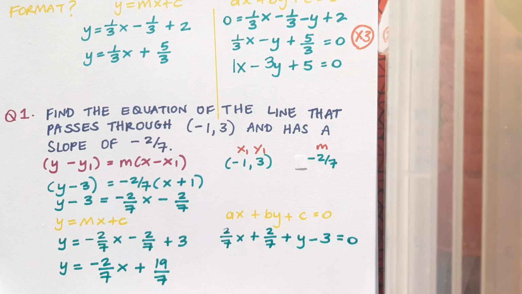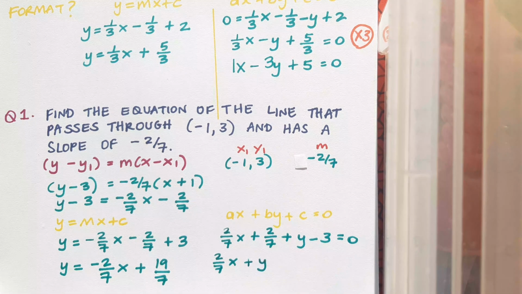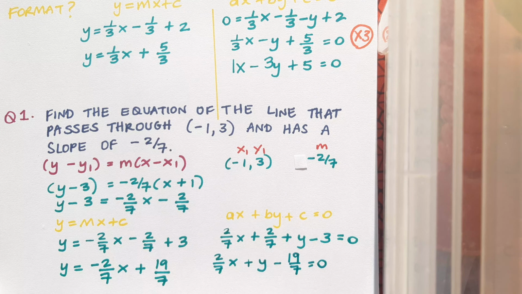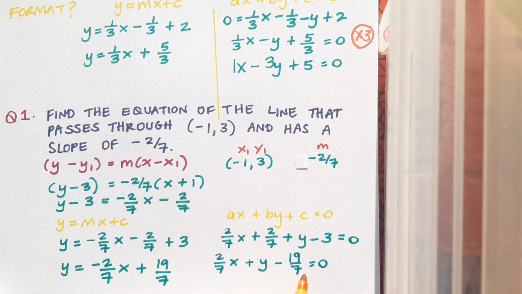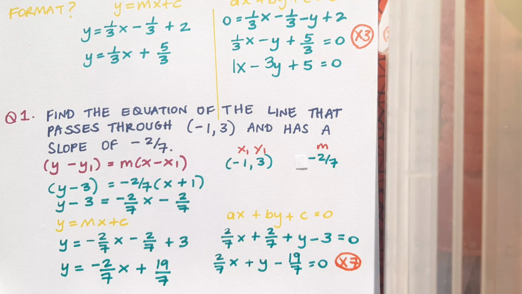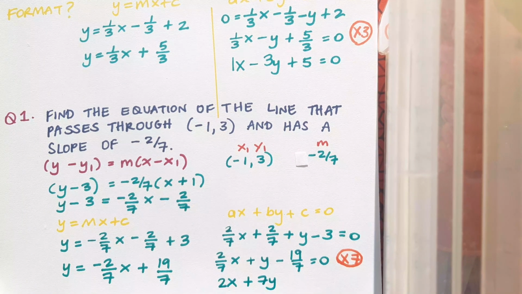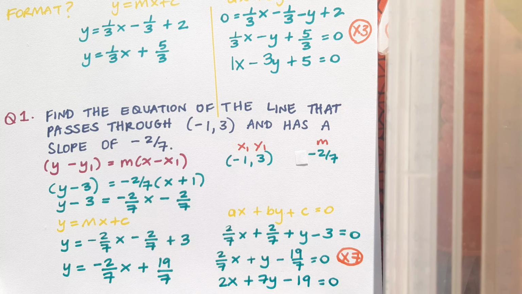So I've brought everything to one side, and now I've got 2/7 x + 2/7 + y - 3 = 0. And I'll do a little bit of tidying up. So x, then y, then constant equals 0. So 2/7 x + y - 19/7 = 0. And again, don't forget that if I'm writing it in this format, I want the a, b and c to be whole numbers. So to achieve that, I'm going to look at my denominator, and I've got a 7 this time, so I'm going to multiply by 7 to get rid of that. So now timesing each term by 7, I'm going to get 2x + 7y - 19 = 0.